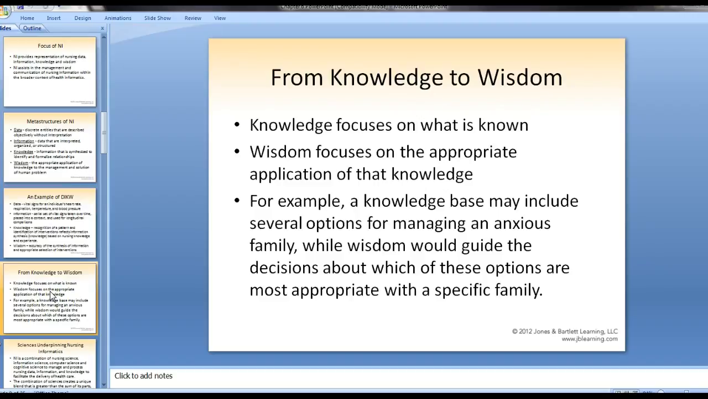Knowledge focuses on what is known. Wisdom focuses on the appropriate application of that knowledge. So for example, a knowledge base may include several options for managing an anxious family, while wisdom would guide the decision about which of these options are most appropriate for this specific family. So let's delve into this example.